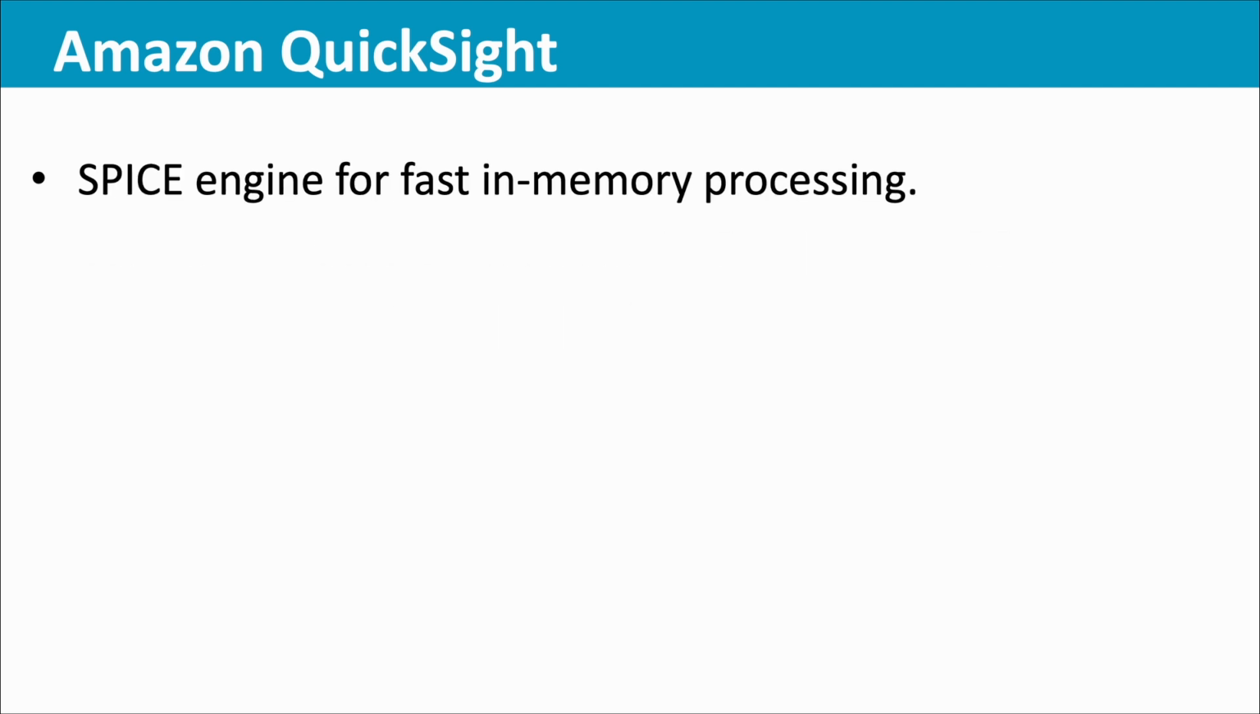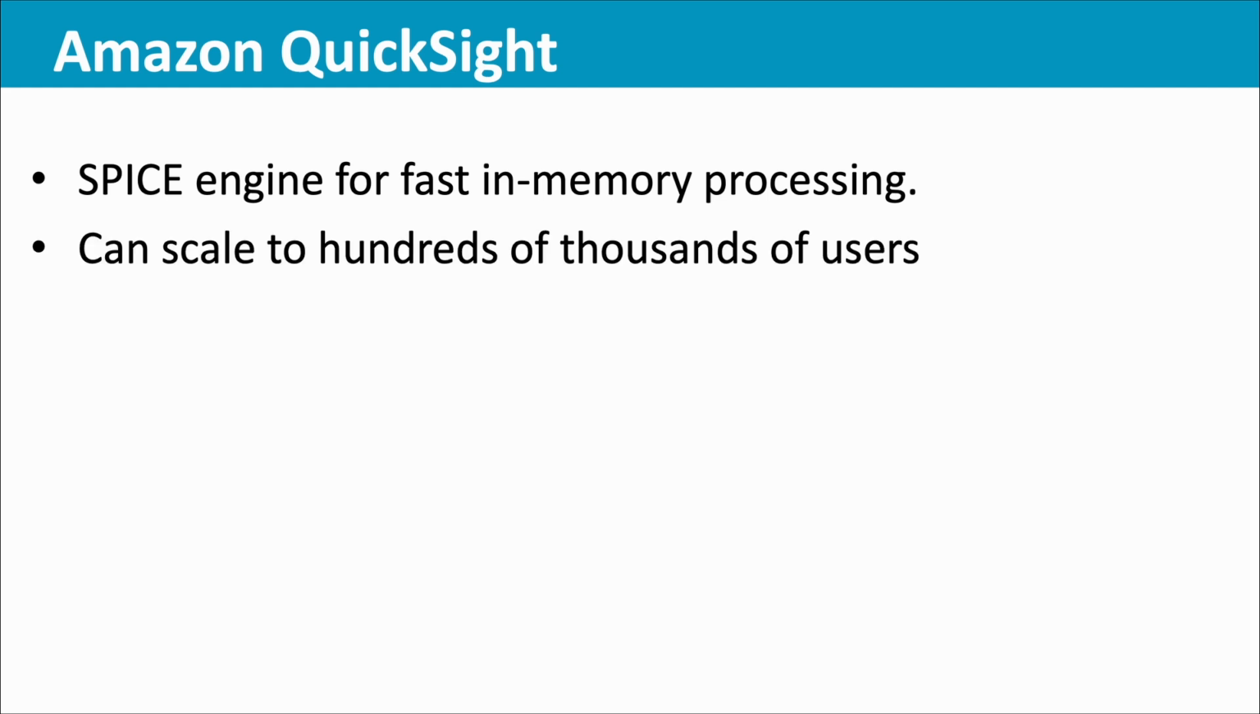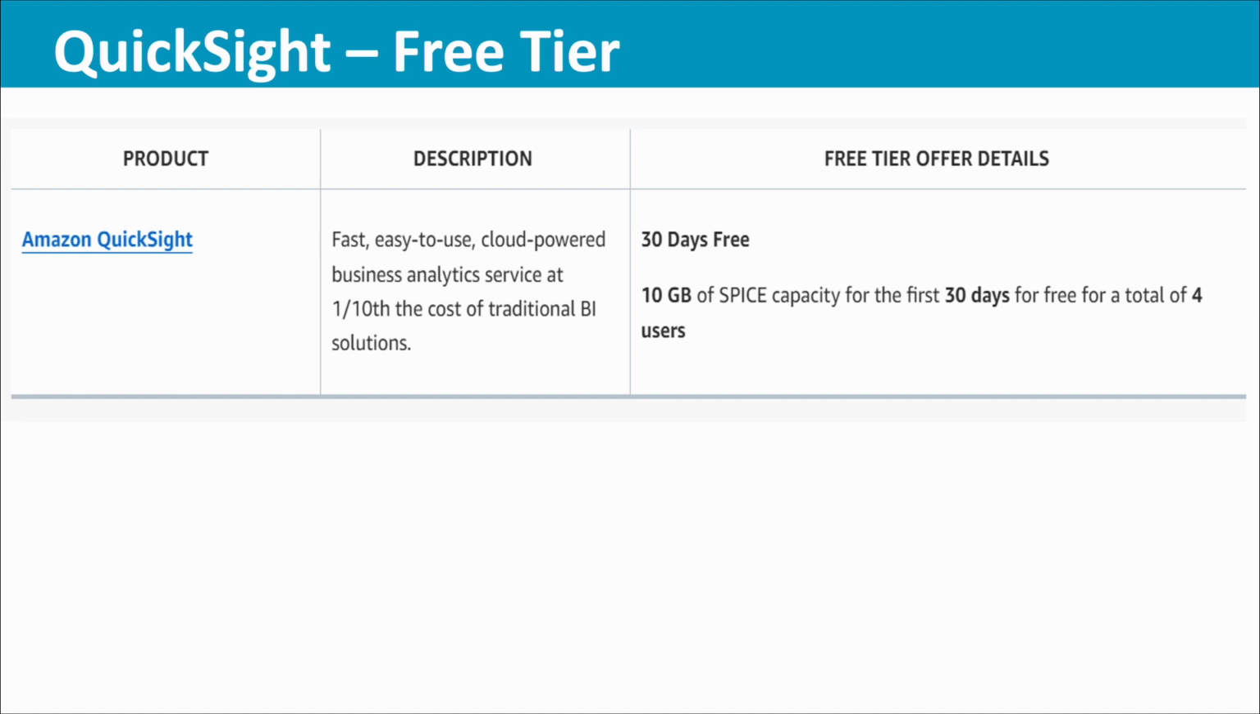The engine which is used for QuickSight business intelligence chart preparation and analysis is called SPICE. The full form of SPICE is Super Fast Parallel In-Memory Calculation Engine. So it's an in-memory processing engine, so it is very fast. It can scale to hundreds of thousands of users. That is another advantage when you are using a cloud-native BI tool such as QuickSight. One of the big advantages is that it can scale to hundreds of thousands of users without much effort from the user side.